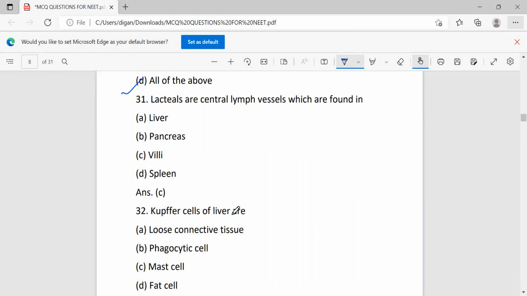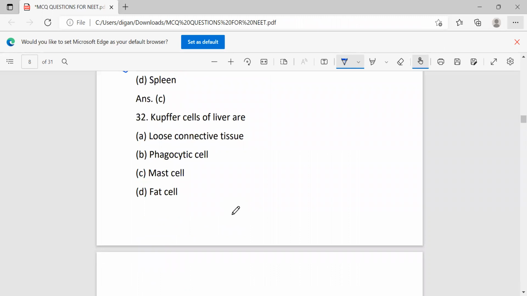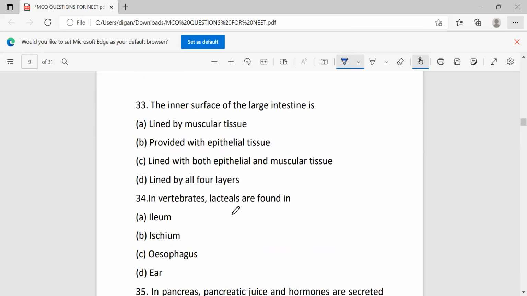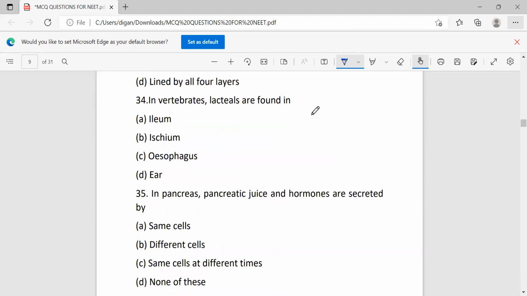Lacteals are central lymph vessels which are found in, the correct option is C, villi. Next, Kupffer cells of the liver are, and for 32 the correct option is B, phagocytic cells. 33, the inner surface of the large intestine is, option B, provided with epithelial tissue. 34, in vertebrates, lacteals are found in option A, that is ileum.